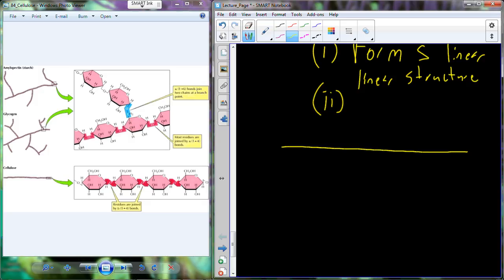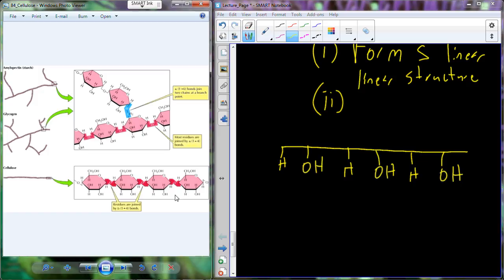Okay, so I'm going to put in just the OHs on this linear molecule, above and below the plane. So H, OH, H, OH, H, OH. So this is all bound together. So I have multiple linear cellulose molecules. And I'm saying that those linear cellulose molecules are going to have this structure that looks something like this, right? Just the bottom here. Is everybody following what I'm saying?